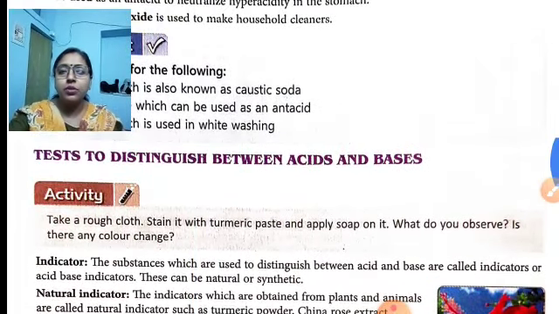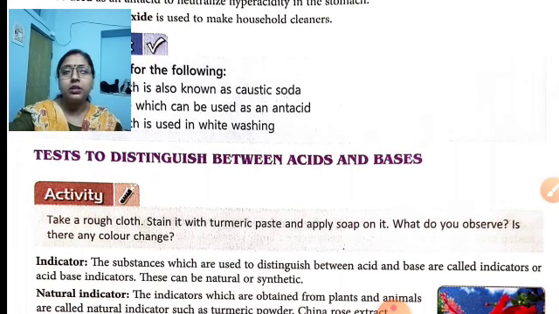Take a rough cloth, stain it with turmeric paste. Turmeric paste means haldi paste. That means put some water in haldi powder and make a paste and apply it on our cloth. And then apply soap. What will you see? You will see that the yellow color of turmeric has changed into orange. Why? Because soap has been applied on it. So turmeric is used as an indicator.